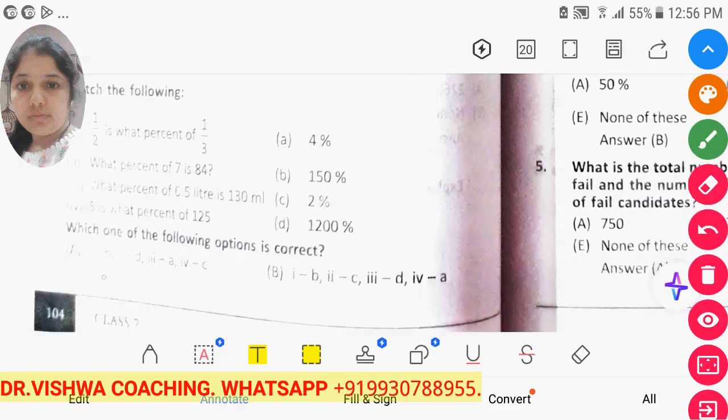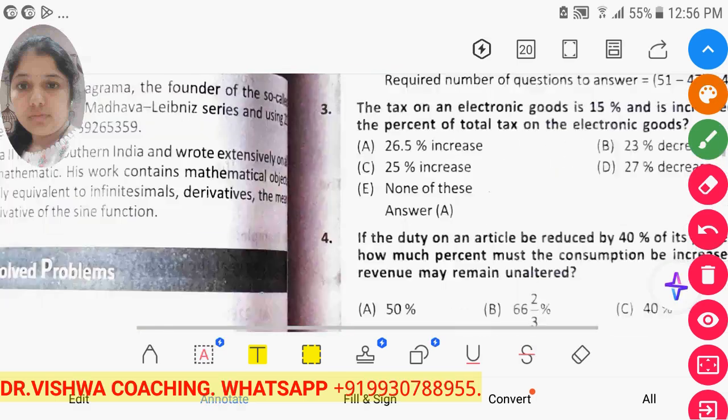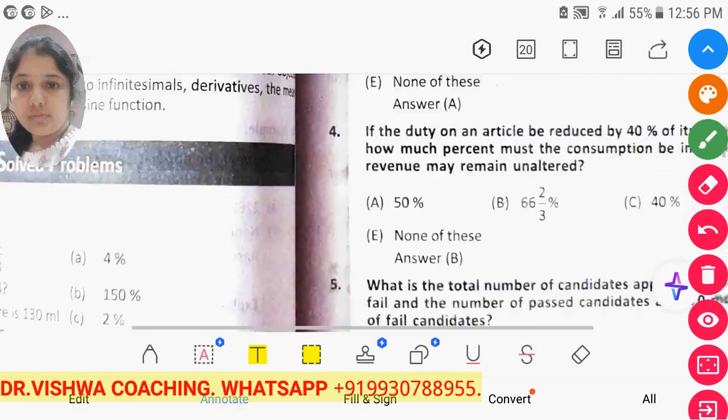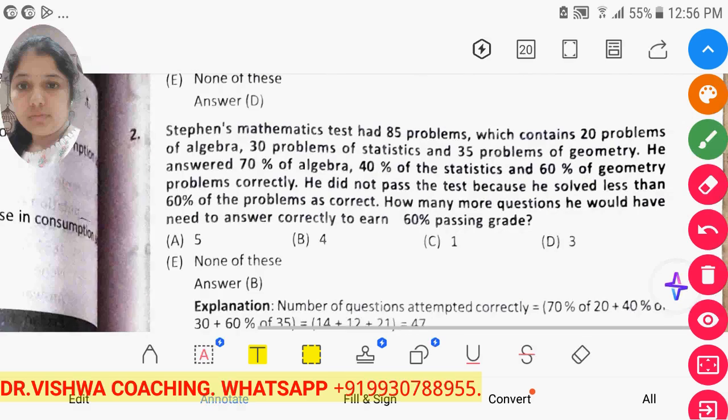Twelve hundred percent of 7 is 84. Okay. So like this way you have to calculate and solve. So the correct answer is given there. Okay, you can see D is the correct answer.